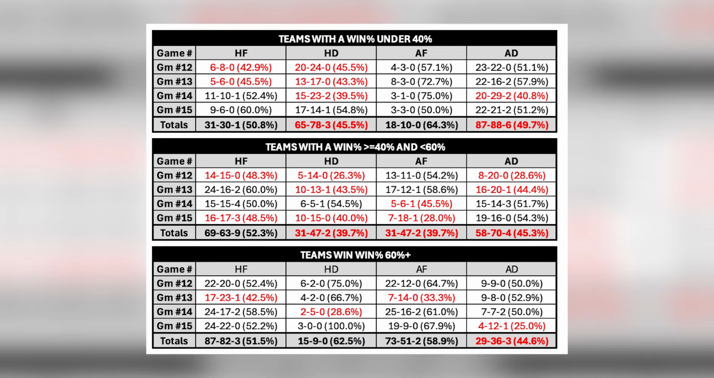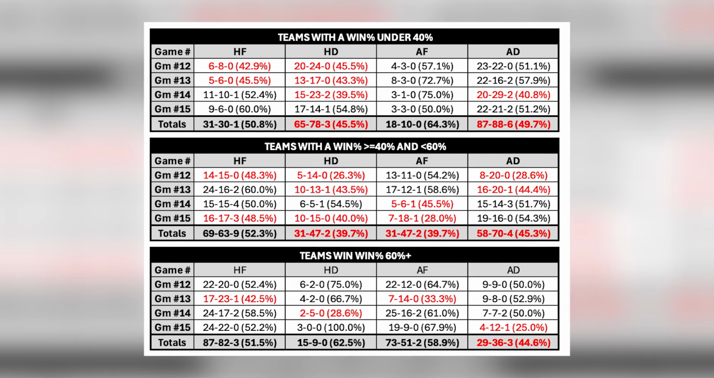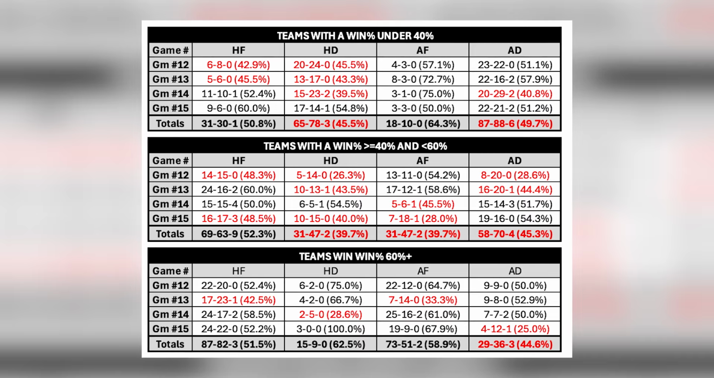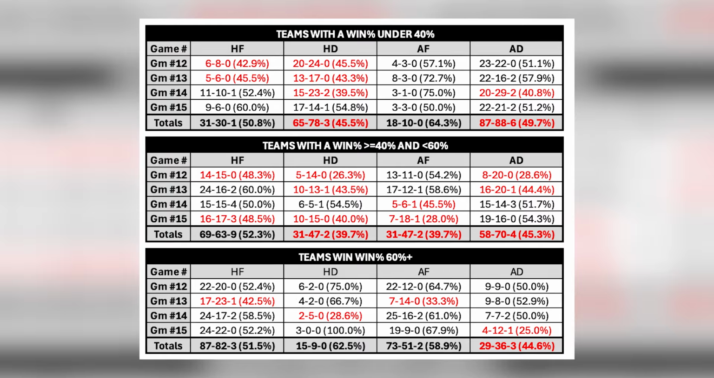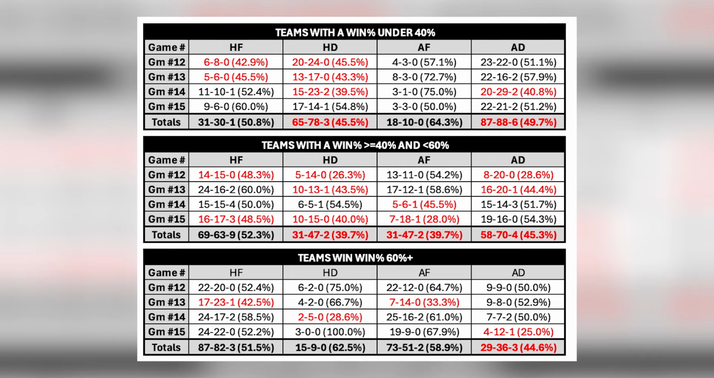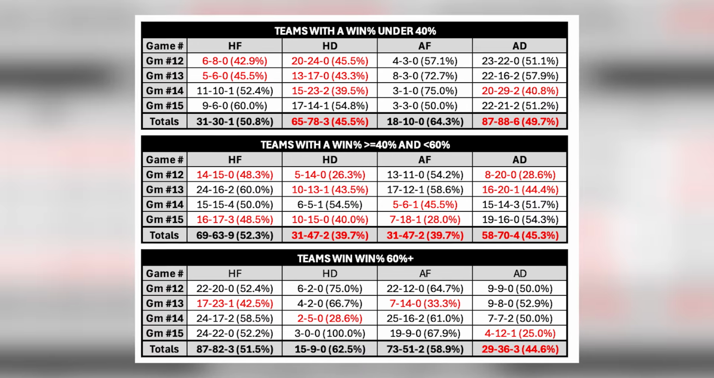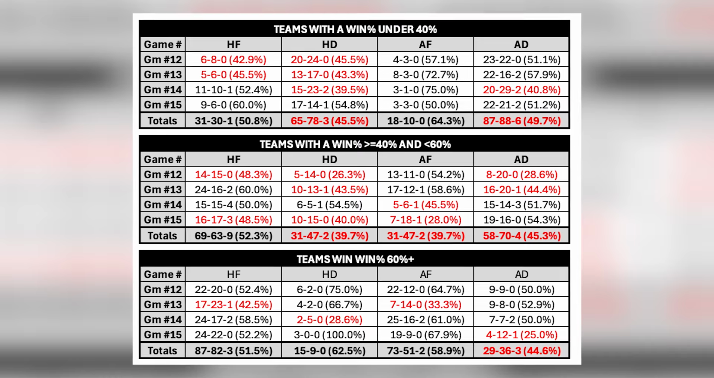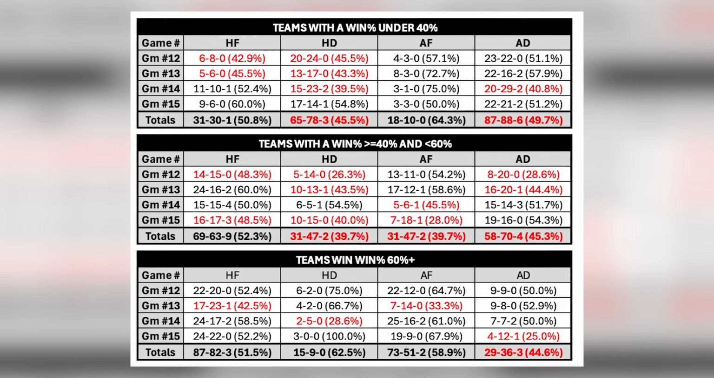If you are a crappy team, but you're still an away favorite, well, Vegas has it right. You're an away favorite for a reason. 57, 73, 75, and 50%. So away favorites with a win percentage under 40%, 18 and 10, 64.3% against the spread. And away dogs that have a losing record, pretty up and down, right around the 50% mark.